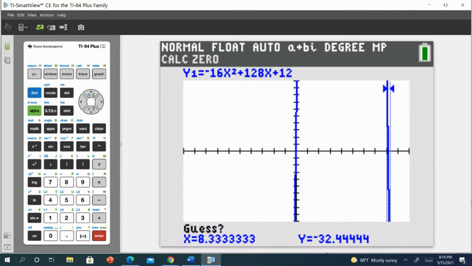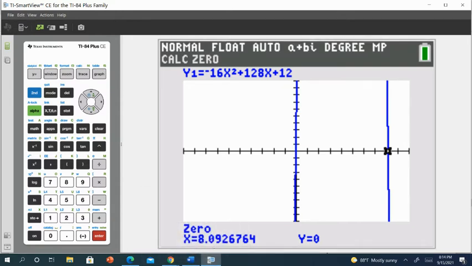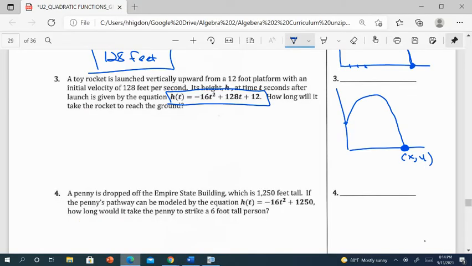I'm going to enter. I don't know if you can tell or not, but the point that I'm looking for is between the two dotted lines. So that's where the calculator is going to look. I'm going to hit enter one more time, and it says that the 0 is at 8.09. We're going to say 8.093. So 8.093. That's going to be in seconds.